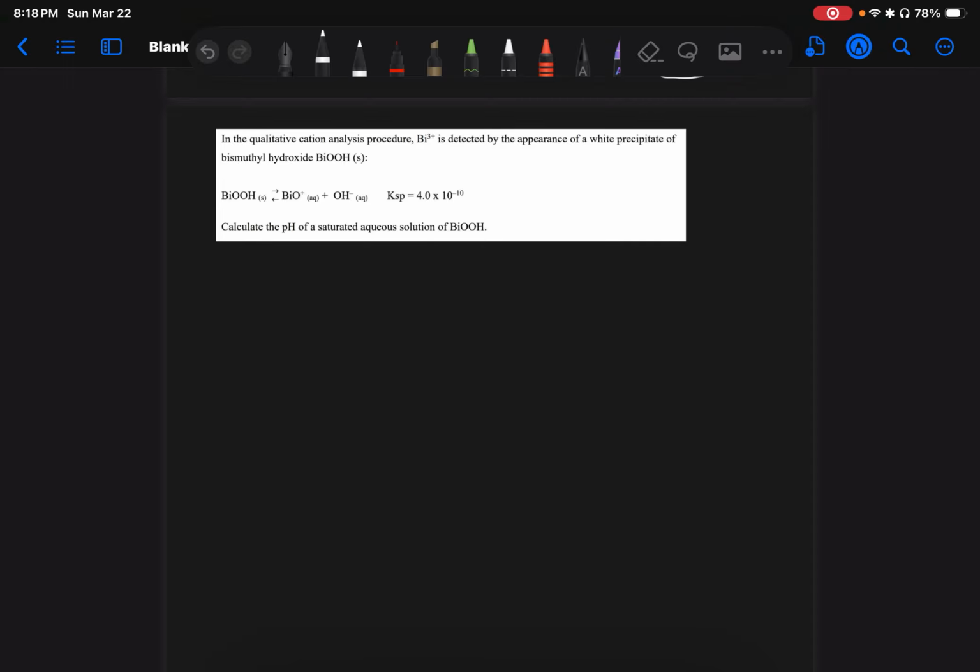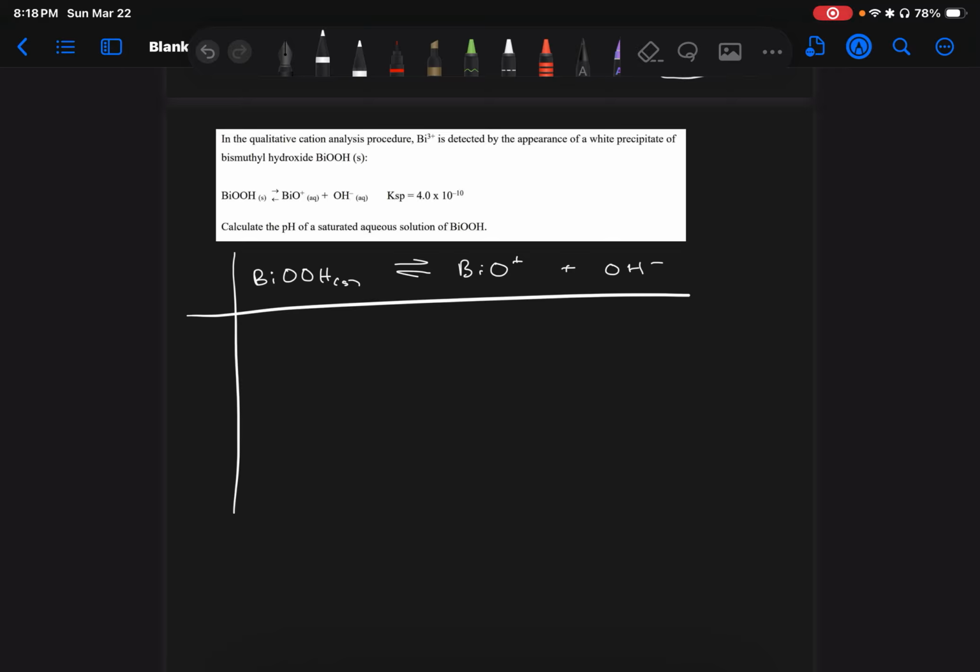Okay. In the qualitative cation analysis procedure, Bi3+ is detected by the appearance of a white precipitate of bismutyl hydroxide. Calculate the pH of a saturated aqueous solution of BiOH. Okay, so I'll just rewrite this equation. Probably just gonna have to use the ICE table because we want to find pH. So what we could do is just find the concentration of hydroxide ions.